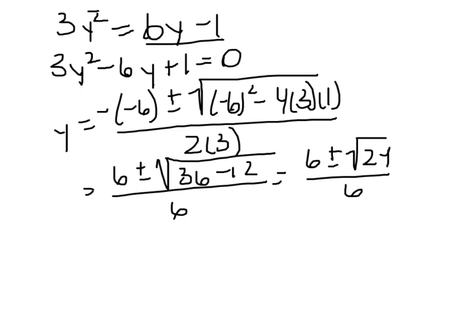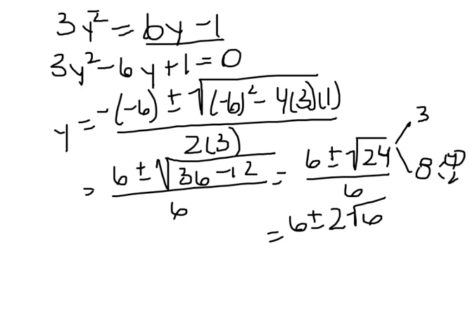6 plus or minus the square root of 24. Well, 24 is 3 times 8, and 8 is 4 times 2, so I'm going to do square root of 4, so this equals 6 plus or minus 2 radical 6 over 6, and I could go through and simplify the 6 and the 2.